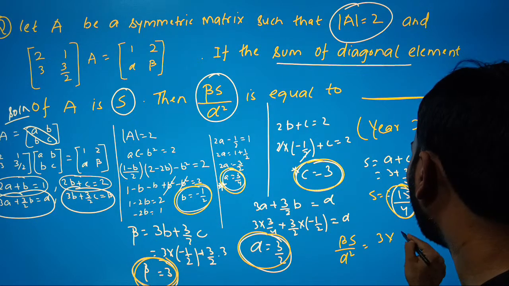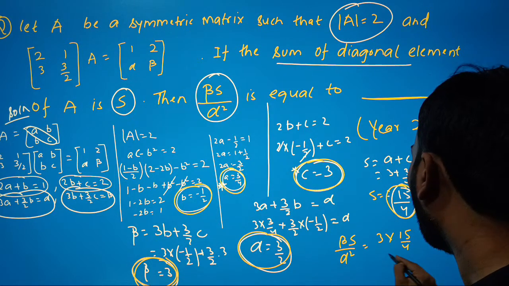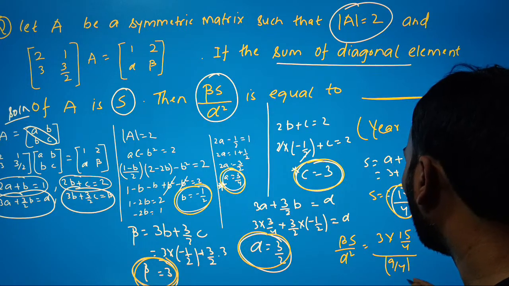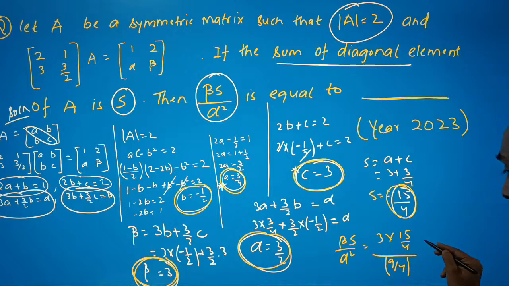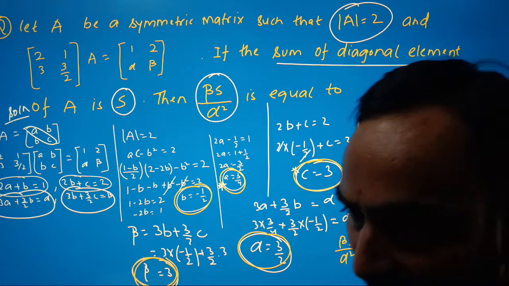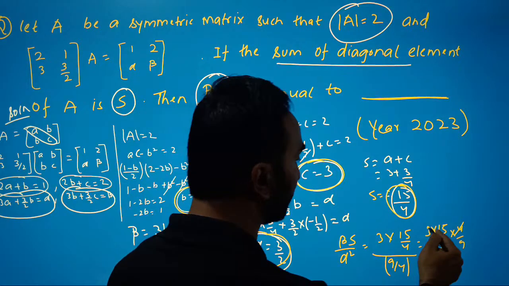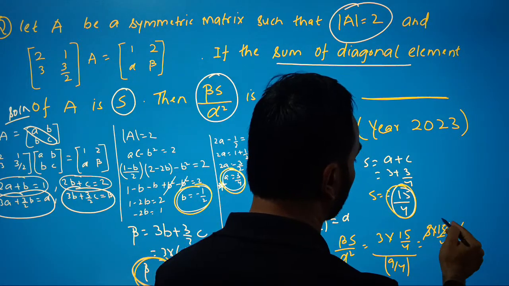S is equal to 15 upon 4. And alpha square is 3 upon 2 square, that is equal to 9 upon 4, right? So when we solve it, 9 upon 4 will go up, and this will be 3 into 15 upon 4 into 4 upon 9. This 4 and this 4 will get cancelled, and 3 1 the 3, 3 3 the 9, 3 5 the 15.